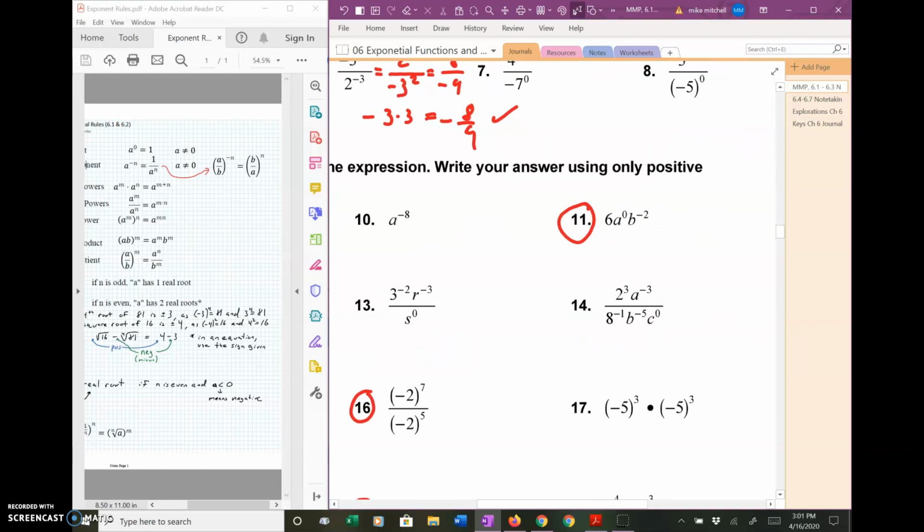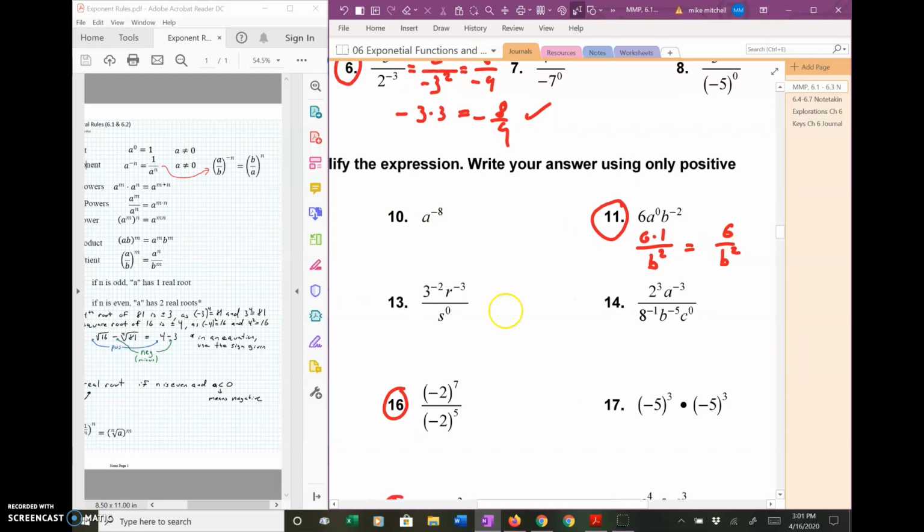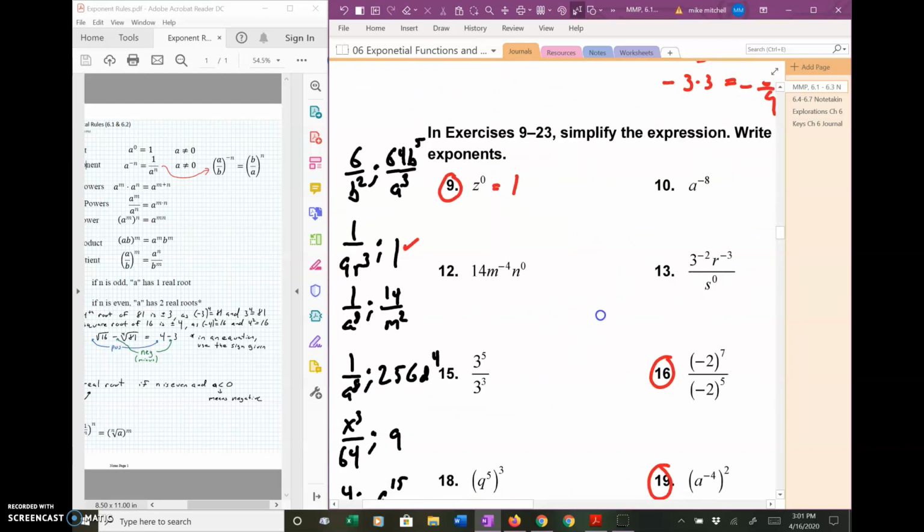6a to the 0, b to the negative 2. Well, a to the 0, that is 1. We just went over that. That's going to be 6 times 1. b to the negative 2, put it in the denominator, make it positive. So that's just 6 over b squared.